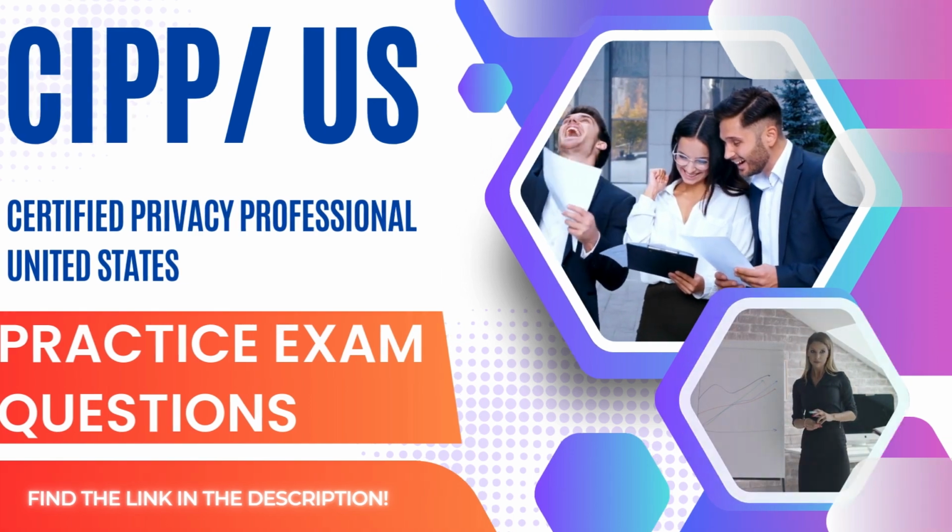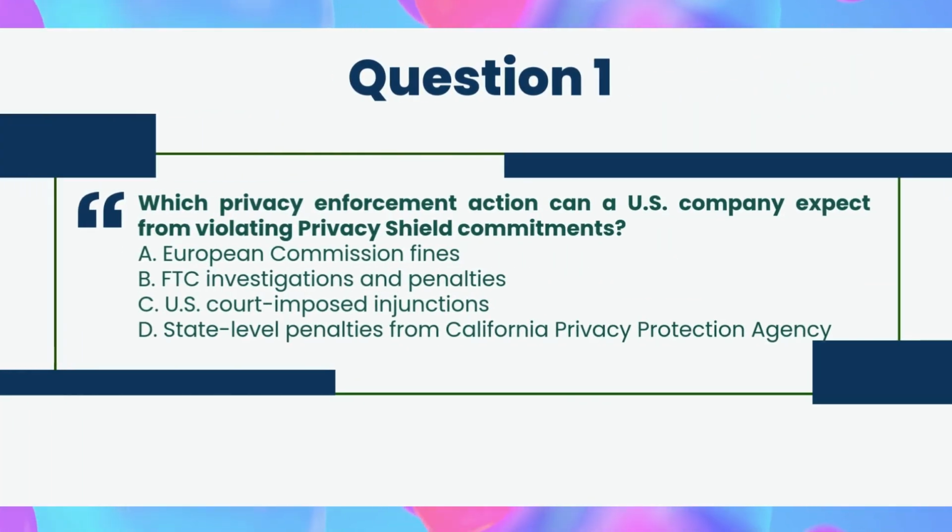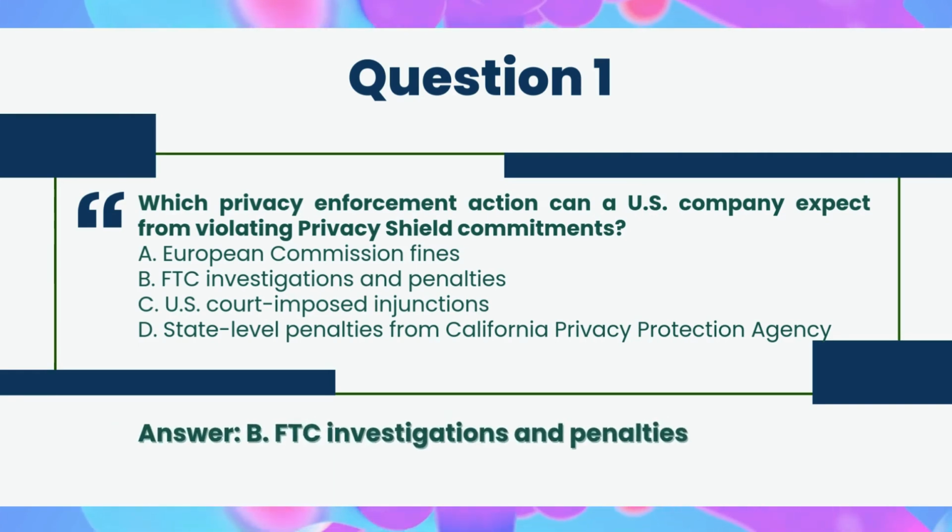Now, let's get started. Question 1. Which privacy enforcement action can a U.S. company expect from violating Privacy Shield commitments? A. European Commission fines. B. FTC investigations and penalties. C. U.S. court-imposed injunctions. D. State-level penalties from California Privacy Protection Agency. The answer is B. FTC investigations and penalties. U.S. companies that violate Privacy Shield commitments may face enforcement actions by the FTC.